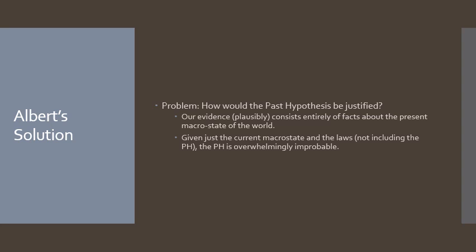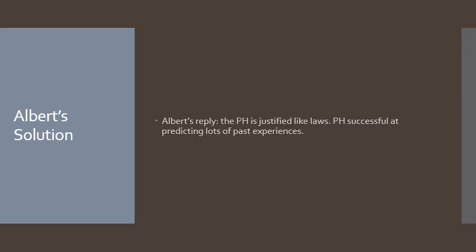Okay, but if you're just given the current macro state and the laws, not including the past hypothesis, and you're asked to assess how likely the past hypothesis itself is, the answer is that it's incredibly improbable. And so the question is how you would know that the past hypothesis is true. How is that justified? What Albert says about this is, well, the past hypothesis is justified in the same way that our beliefs about the laws of nature are justified. Namely, the past hypothesis is successful at predicting lots of observations that we have, including the observations that we have had in the past that we remember.